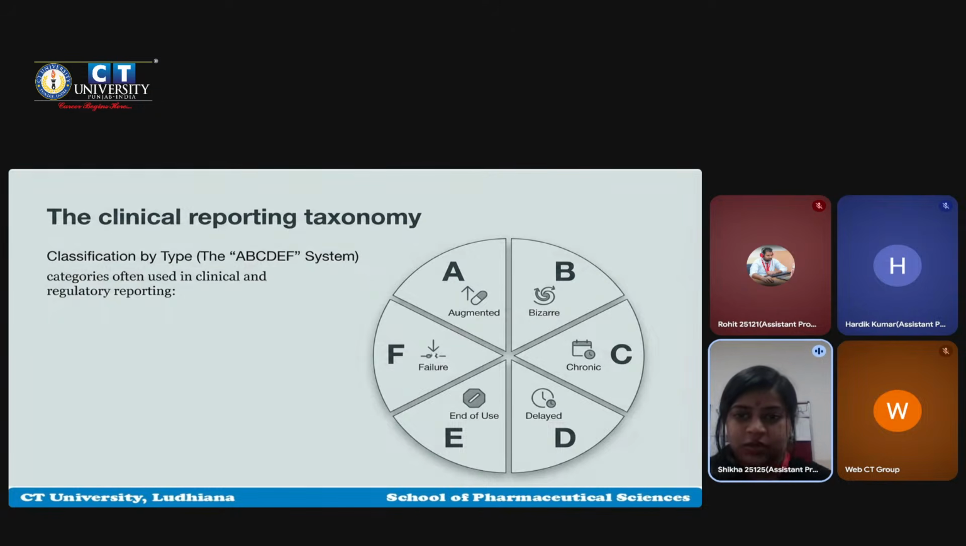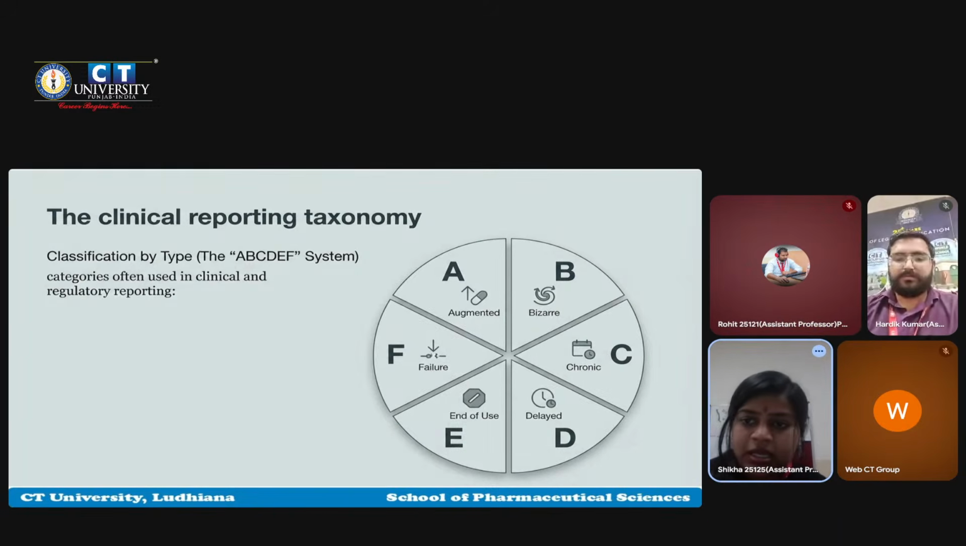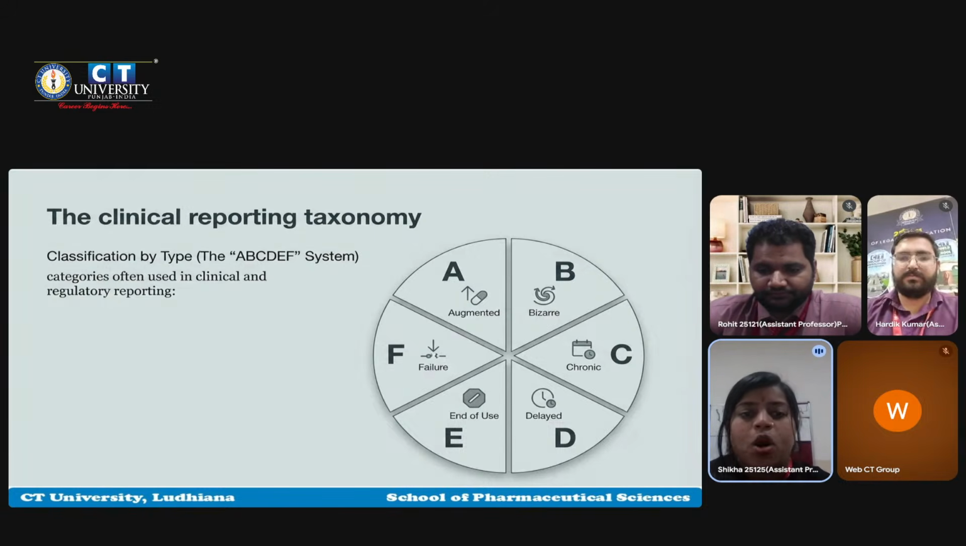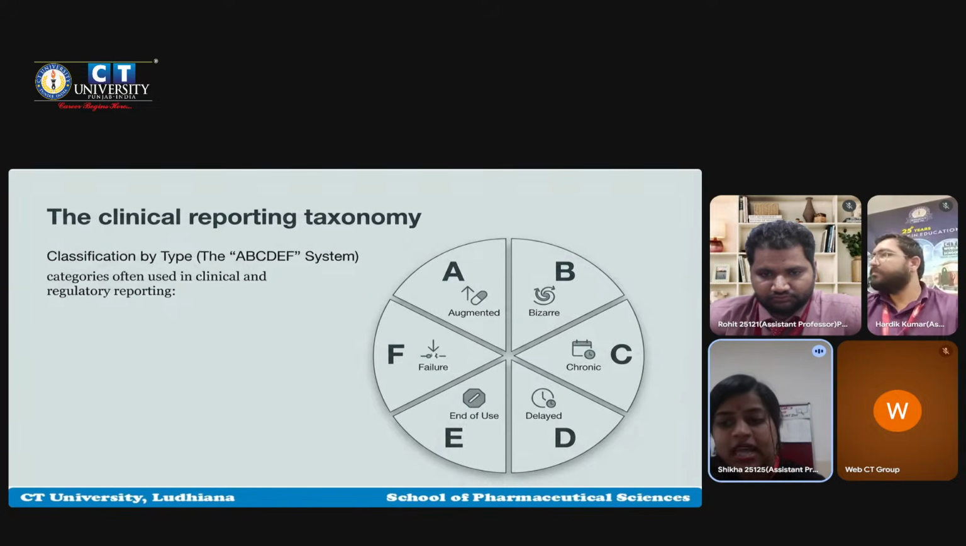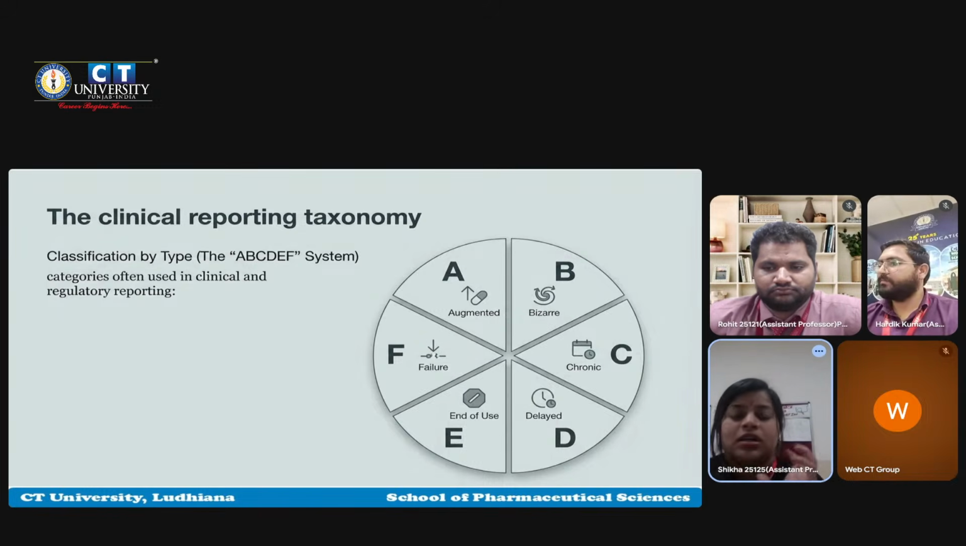Next is, you can see this diagram. A stands for augmented. B stands for bizarre. These are the types of ADR. So type A stands for augmented. Type B stands for bizarre. Type C stands for chronic. Type D stands for delayed. Type E stands for end of the use. And type F stands for failure. So one by one, we will discuss all these types of ADRs.